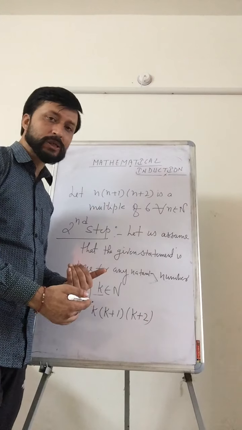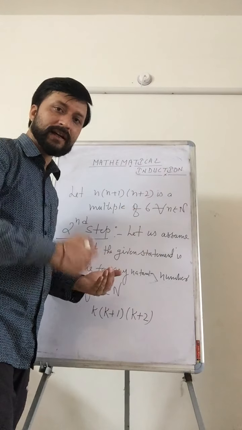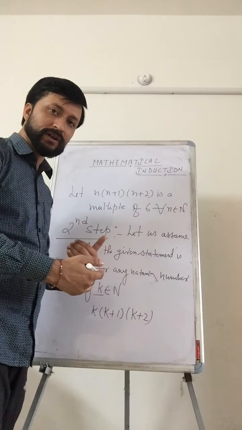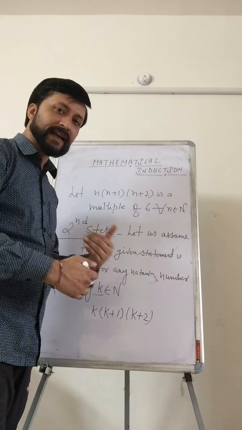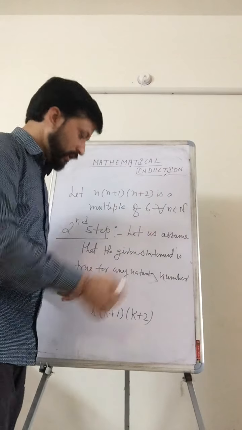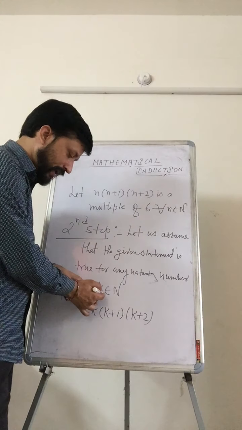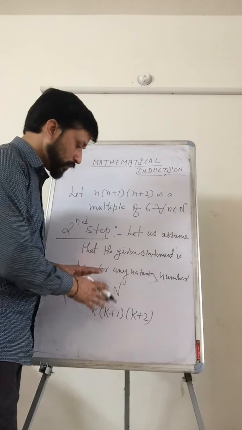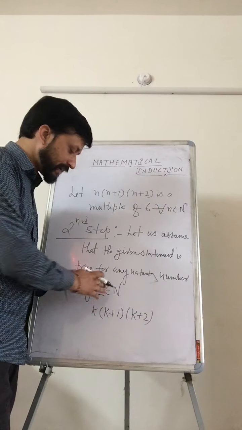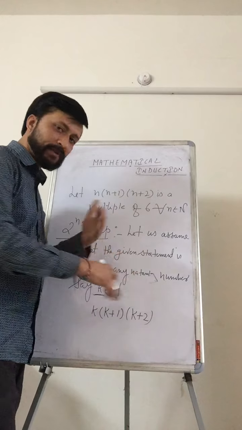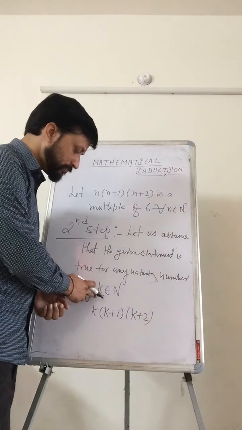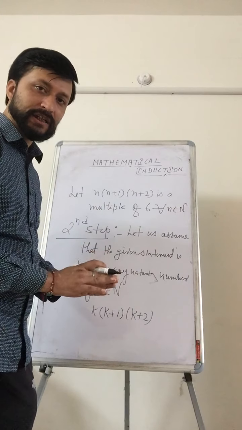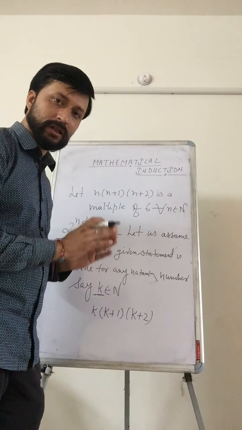Suppose your natural number is 2, so the next natural number is 1 more, that is 3. If your natural number is 3, then next to 3 is 4. So we have assumed here k, so the next natural number will be k plus 1. So now if we can prove that the given statement is also true for the next natural number, that is k plus 1, then we can conclude that it is true for all natural numbers.